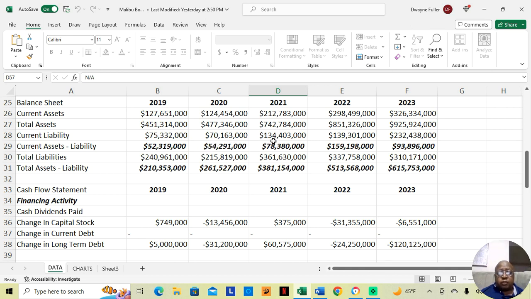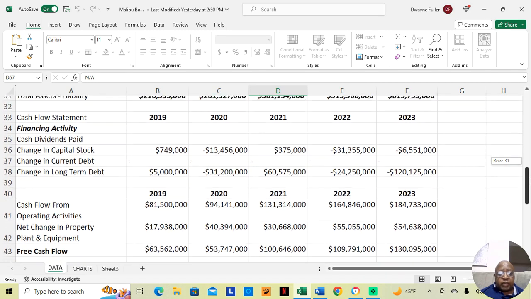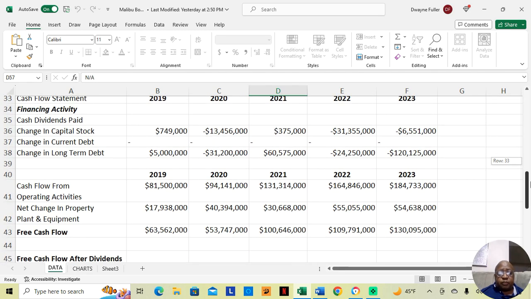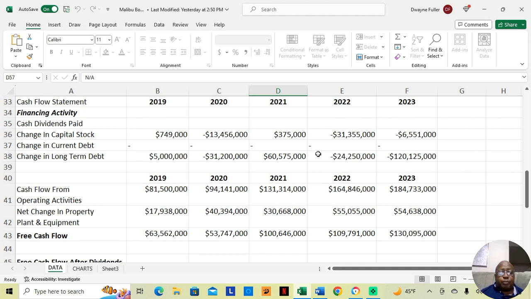We want to see current liabilities below the current assets, which we see for every year. And we want to see total liabilities below total assets, which we see for every year. So that's pretty good for the balance sheet. Now, this company does not pay a dividend.